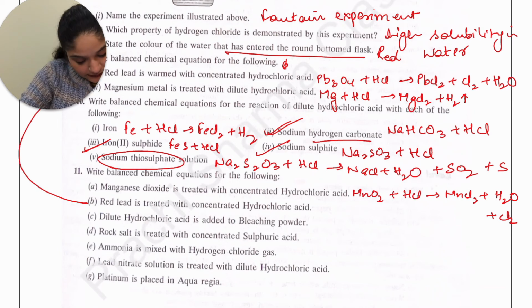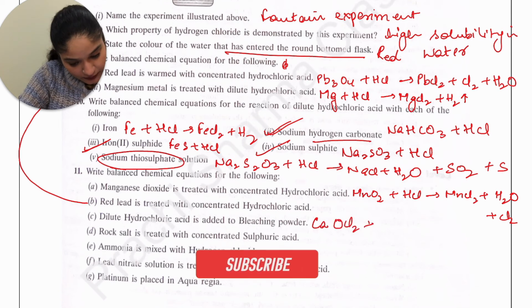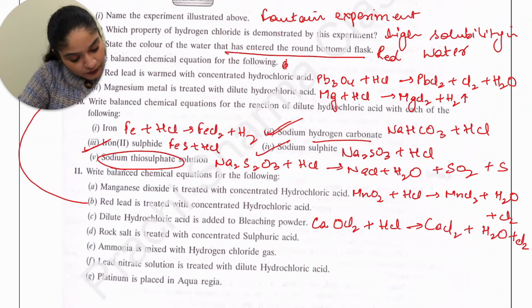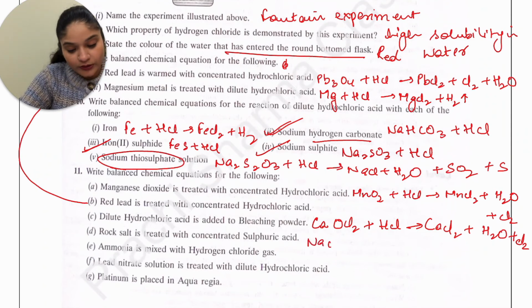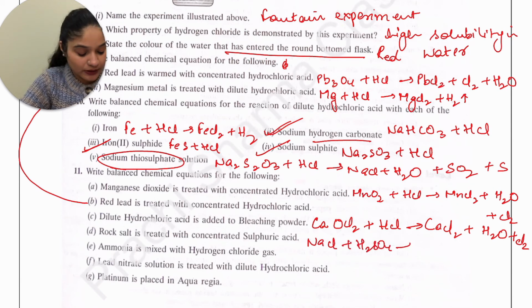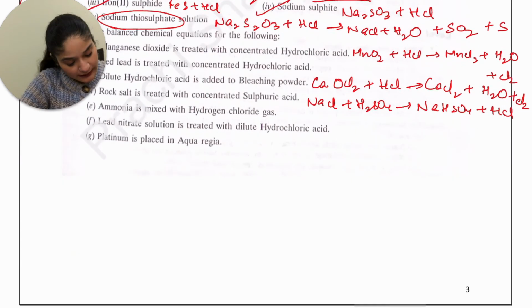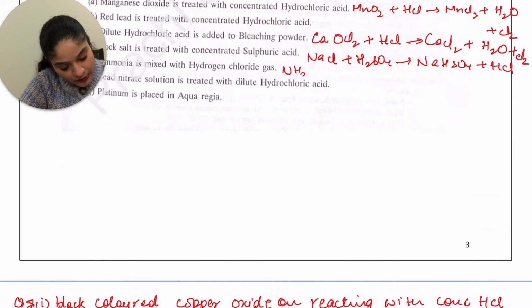Dilute HCl acid is added to bleaching powder. What is bleaching powder? It is CaOCl2 plus HCl. So that will give me CaCl2 plus water plus chlorine gas. Rock salt is treated with concentrated sulfuric acid. What is rock salt? We have NaCl plus H2SO4 giving us NaHSO4 plus HCl. Then you have ammonia mixed with hydrogen chloride gas. Ammonia is NH3 plus HCl will give you NH4Cl.